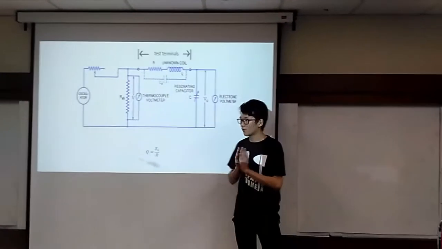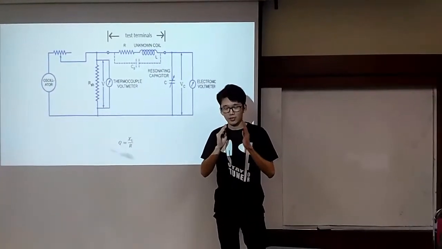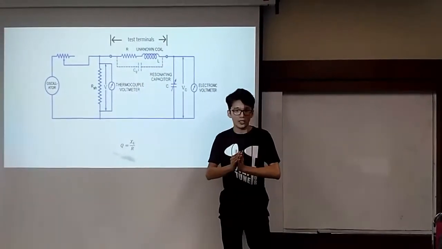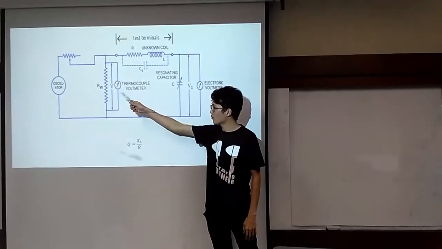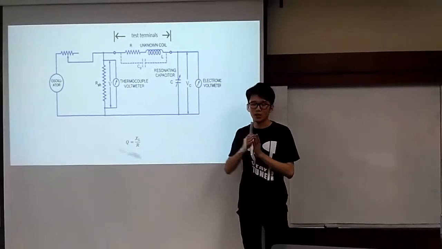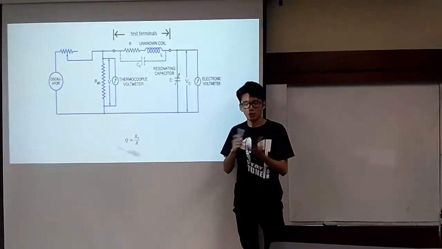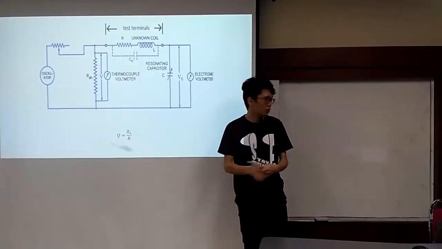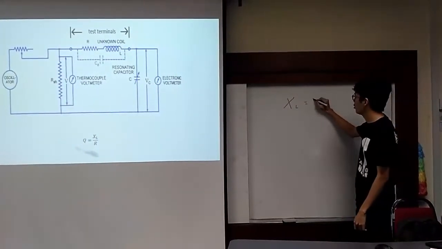First, we have to know that for a Q meter to work, we have to tune the circuit to a resonance condition. So how do we tune it? Actually, there are two methods. First, you can vary the frequency of the oscillator until resonance, or you can change the capacitance of the capacitor to reach a resonance condition. When there is resonance, XL will be equal to XC.